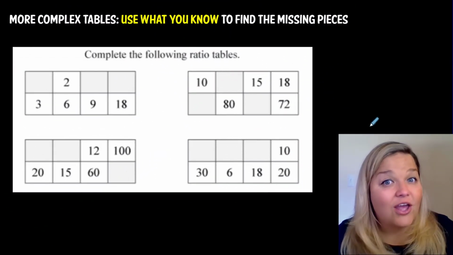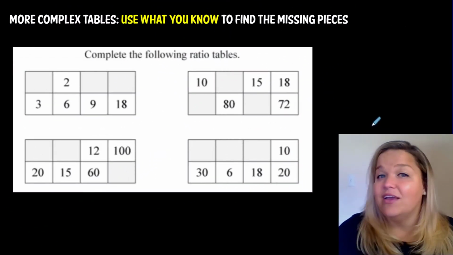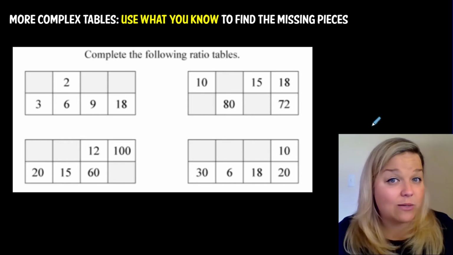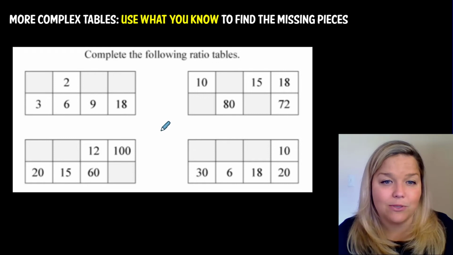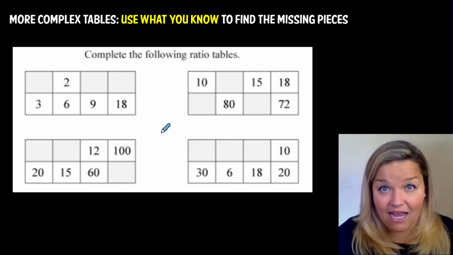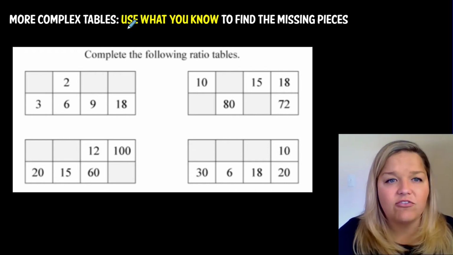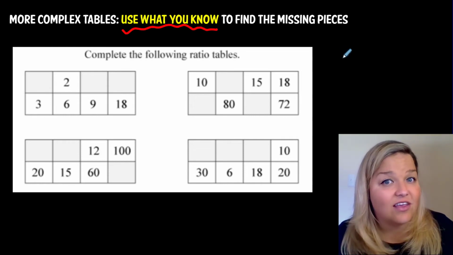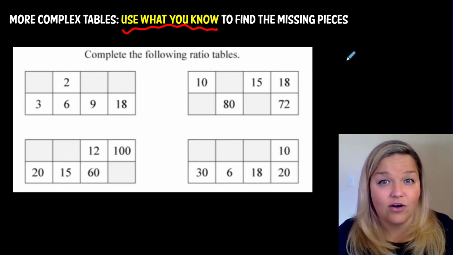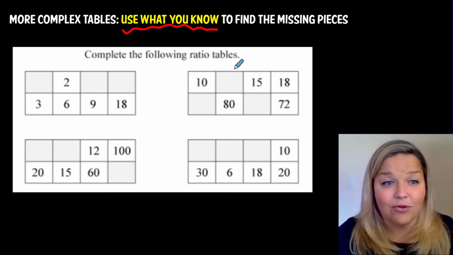On that note, understanding that concept makes it a lot easier when you get to more complex ratio tables. So with more complex ratio tables, you can't just repeatedly add the original ratio. You have to use what you know to find the missing pieces. So you're going to have to do a lot of detective work. So let's try some examples.